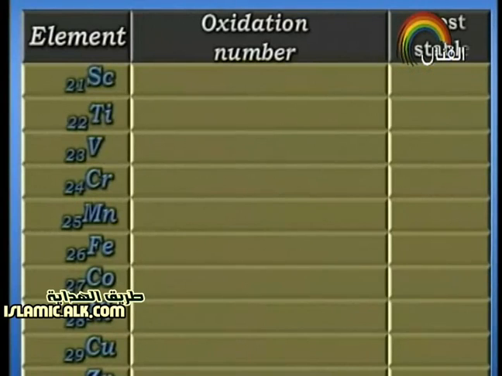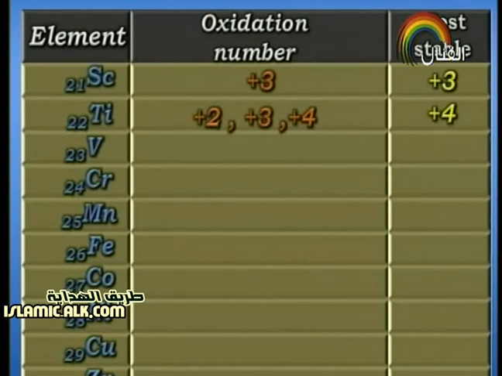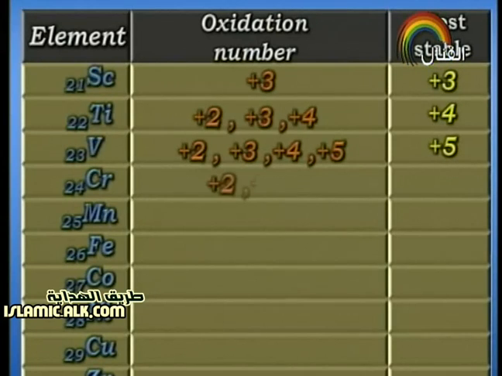If we talk about their oxidation numbers or oxidation states, scandium has only one oxidation state, +3, so it is the most stable one. Titanium: +2, +3, +4, where the most stable oxidation state is +4. Vanadium: +2, +3, +4, +5, and the most stable is +5. Chromium: +2, +3, +6, and the most stable oxidation state is +3.